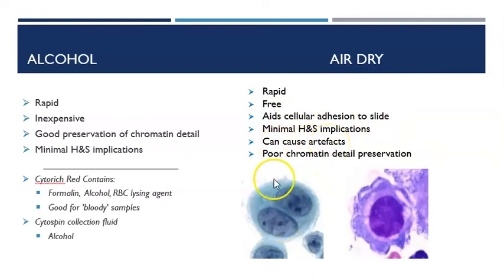So you've got some nice chromatin detail here, whereas in an air dried sample you often get artifacts. The cells dehydrate, shrivel up, and lose their normal morphology, which you tend not to get with an alcohol fixed sample. So alcohol fixation always gives much nicer preps. Air drying is sometimes necessary if you need to do a quick and dirty prep.